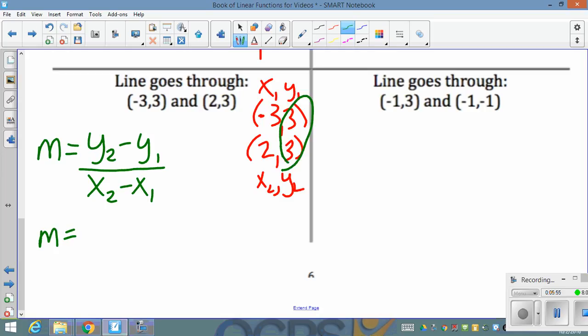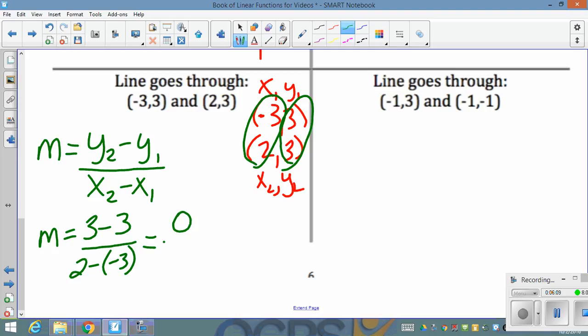I'm going to do 3 minus 3 over 2 minus a negative 3. So I'm going to get 0 over, remember minus a negative is the same as plus a positive, so that is going to be 5. Now 0 over 5, 0 divided by 5 is 0. So this has a slope of 0.